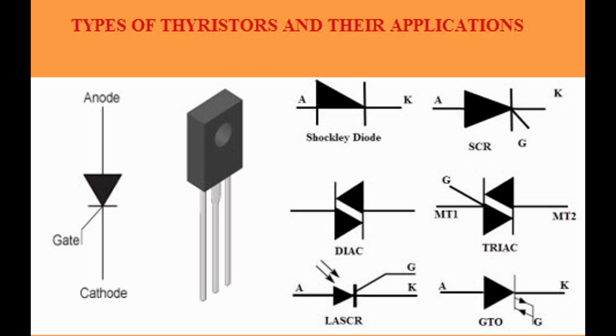A diac, diode for alternating current, is a bidirectional trigger device that is commonly used to trigger triacs. It is a semiconductor device that conducts current only after its breakover voltage is exceeded, regardless of the polarity of the voltage applied across its terminals. This makes it useful in AC applications for providing symmetrical triggering signals.